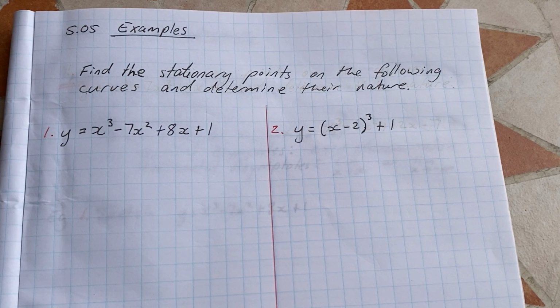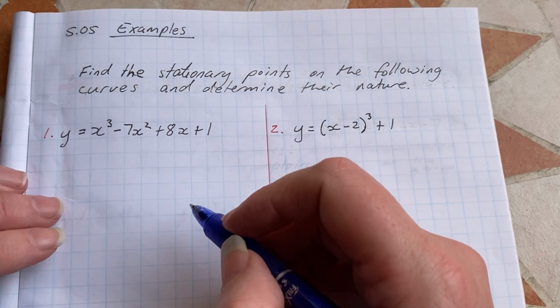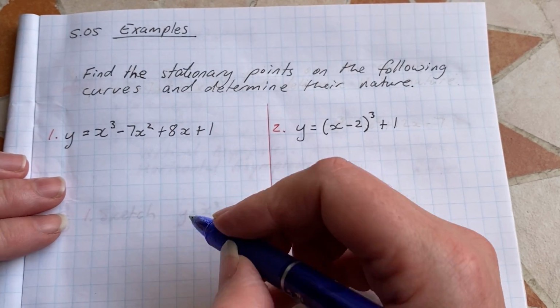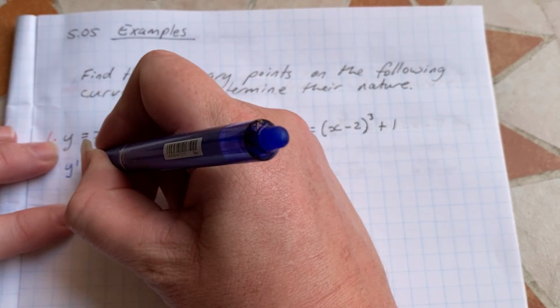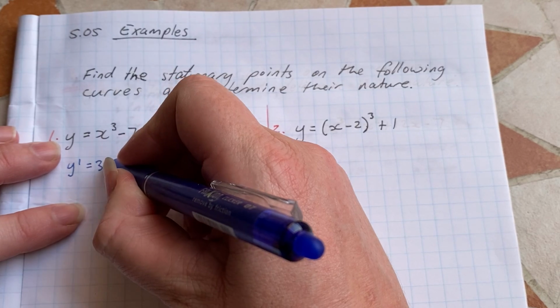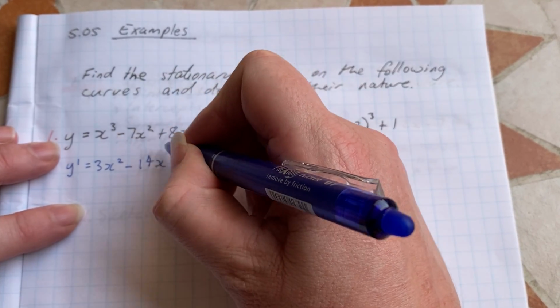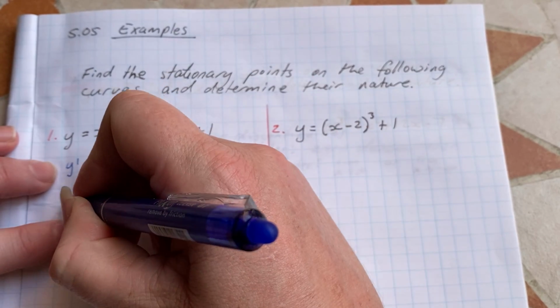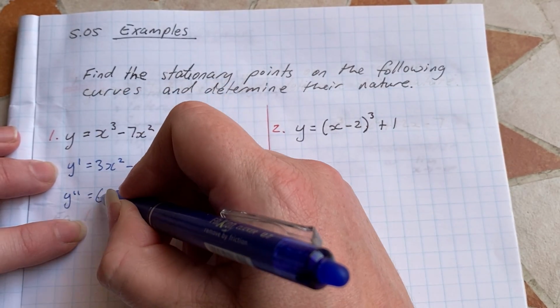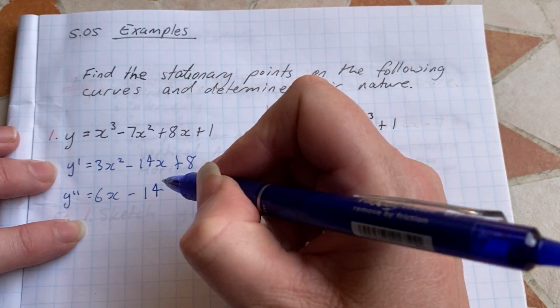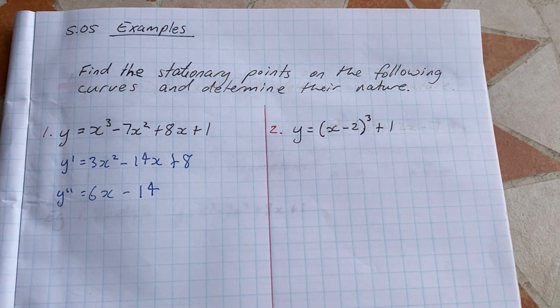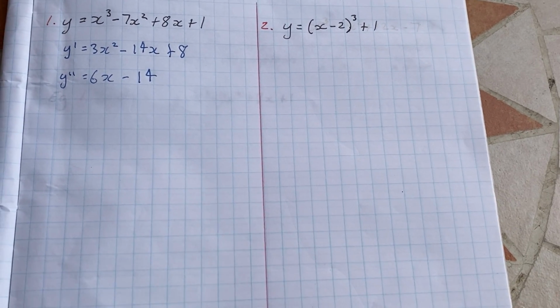Okay, here's some examples for exercise 505. For these two functions, we have to find the stationary points and determine their nature. So the first thing we want to do for any of these types of questions is find each derivative. So the first derivative here is 3x squared minus 14x plus 8. And the second derivative, 6x minus 14. I would always do that first up.